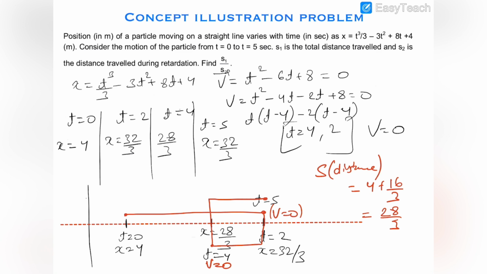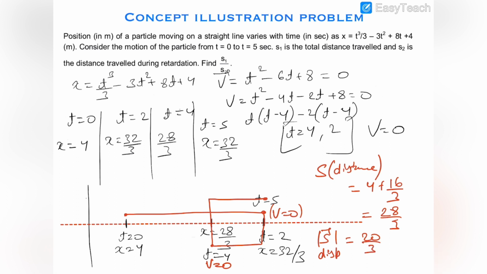And the displacement, this is displacement, it is this one. So this is 32 by 3 minus 4. So it is 20 by 3. Displacement is 20 by 3.